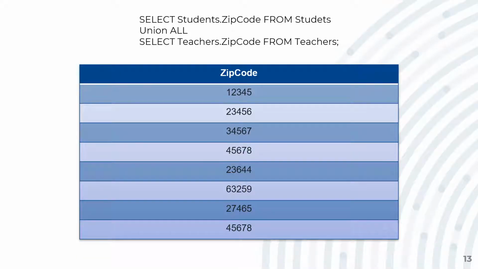Here, it is the same statement but with union all. This includes duplicate values, and as you can see, there are all 8 zip codes from the previous 2 tables combined.